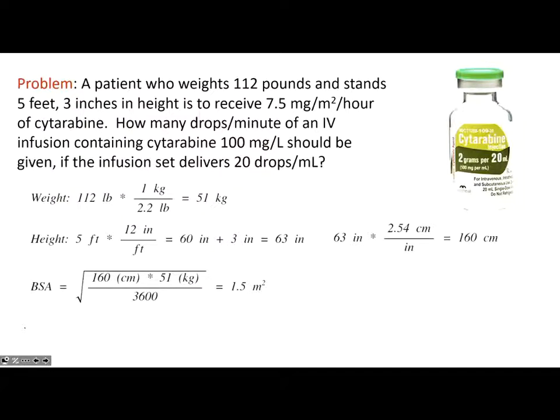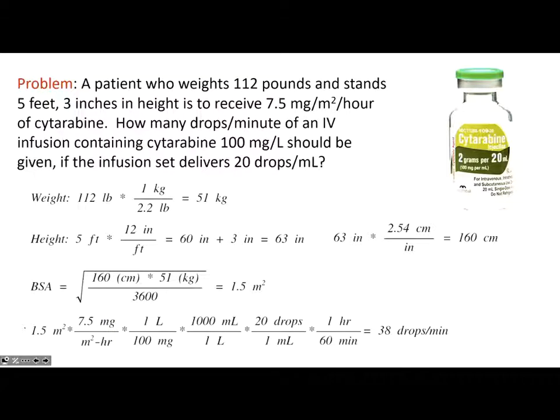So we said for this patient that we have a specific dose for this drug. So let's take their body surface area, 1.5 meters squared, and multiply it by the dose. This is where I'll tell you about milligrams per meter squared per hour. Re-express that like this, with milligrams on top over meter squared-hour. That way when you multiply, you can see that meter squared cancels, and I'm still in milligrams per hour. But I need to get to drops per minute, so I've got to convert milligrams to drops.